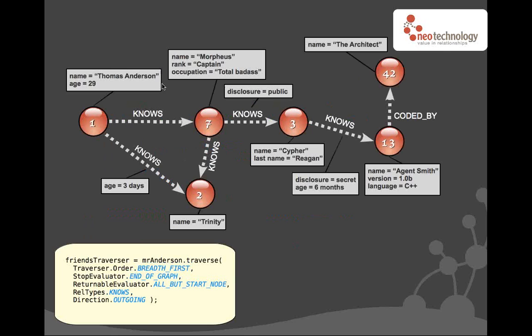So if we zoom in on this a little bit, the way we're going to do this is that we're immediately positioned on the first node, Mr. Anderson, because that's where we invoke the traverse method.